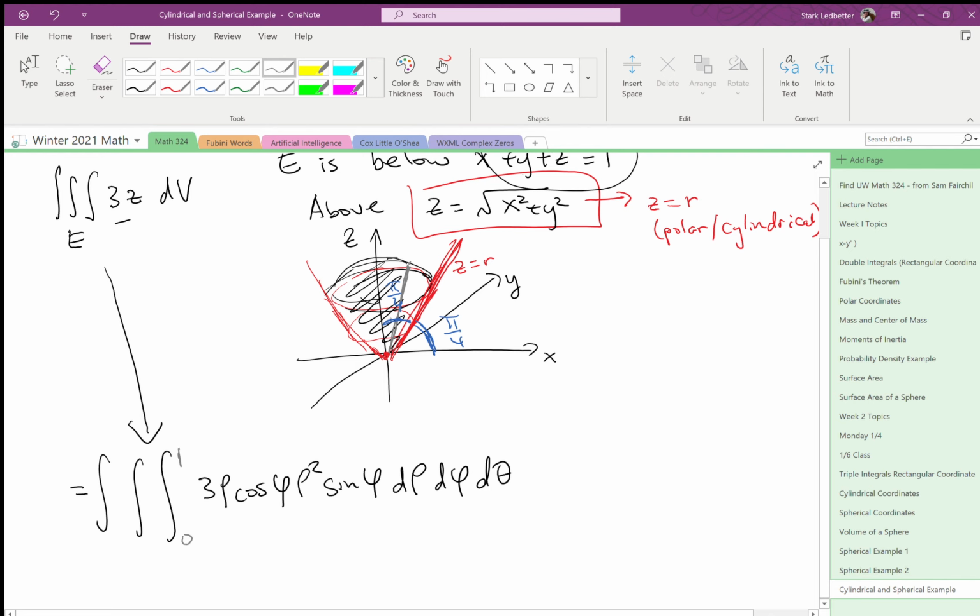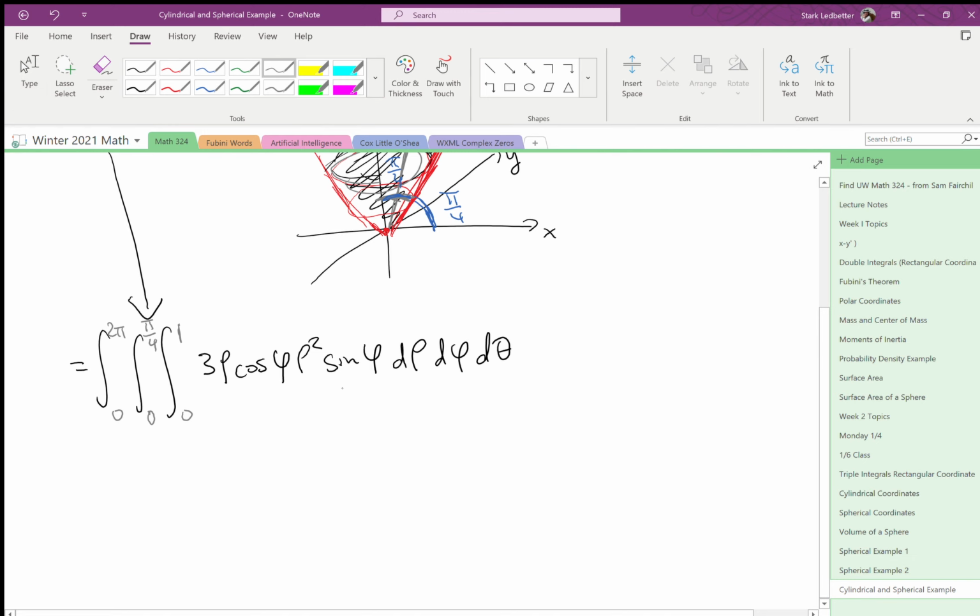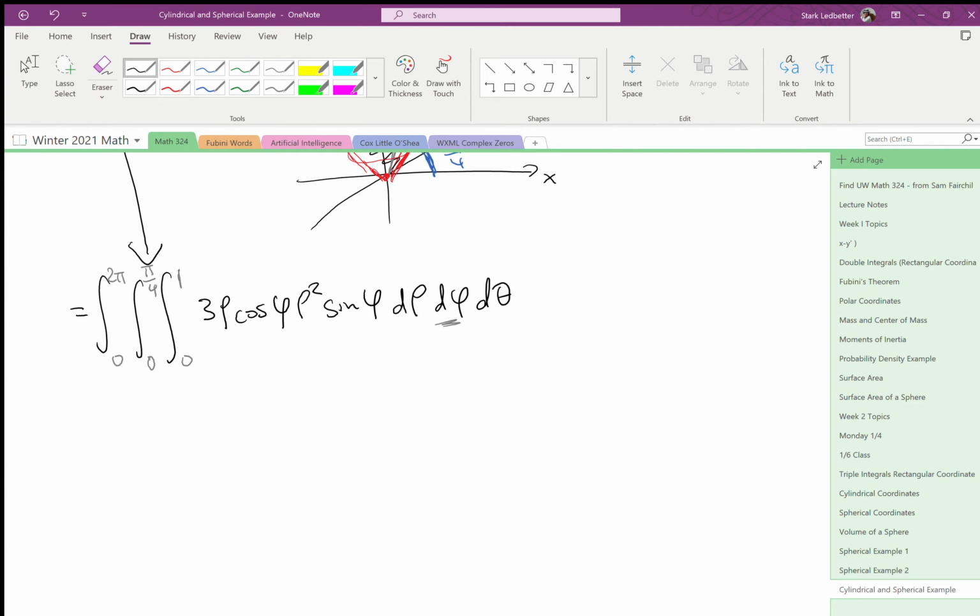And then phi is cool now. Phi actually is that angle that we talked about from the positive z-axis. So phi goes from 0 to pi over 4. And then theta, we're still going all the way around if we take cross sections parallel to the xy plane. So theta still goes from 0 to 2 pi. Okay, so it seems like spherical coordinates are perfect for getting little ice cream cone-like regions like this. Phi just takes care of it for us, the cone part.